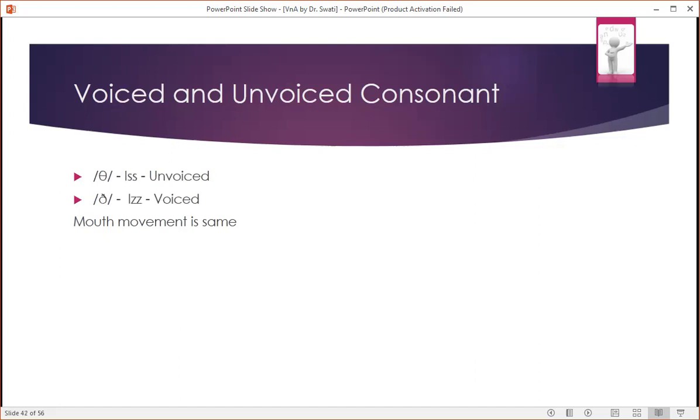We have some different symbols. The previous symbols are easy to remember, but you'll see some different symbols in this one. This particular symbol is giving a sound, and it is not coming from the throat. If you see this symbol, it is somewhat like a phonetic, different-font S, you can say, to remember.